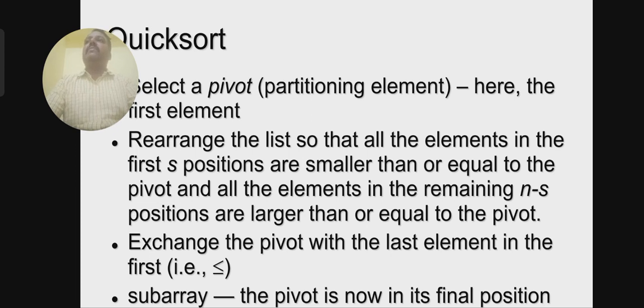Exchange the pivot with the last element in the first subarray, based on the less than or equal to or greater than or equal to method used. The pivot is now in its final position. Sort the two subarrays recursively.